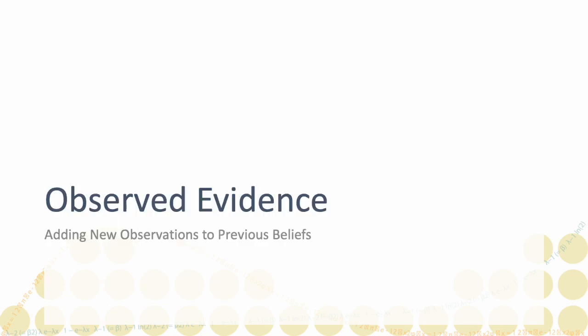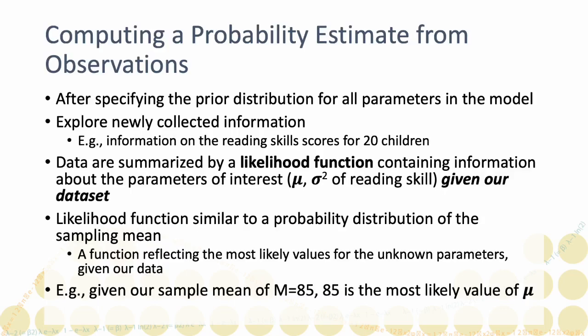Now that we've established what we know going into the experiment, we can add our obtained evidence to our model. After we've specified our prior distributions for all the parameters in our model, we add our newly collected information. Our prior beliefs about the range of likely values for our standardized test of reading skill give us some expectations about what our population mean and variance is likely to be. Now we have obtained the reading scores of 20 children on their first day of school. Our data are summarized by a likelihood function that describes our parameters of interest. In this case, the population mean and variance for the reading test scores, given our dataset.